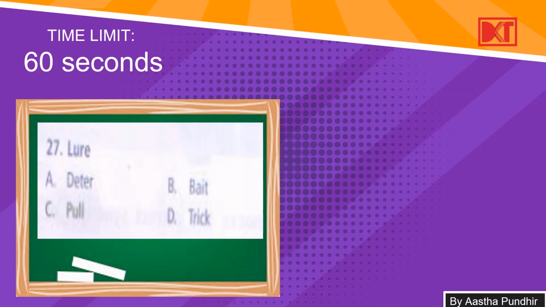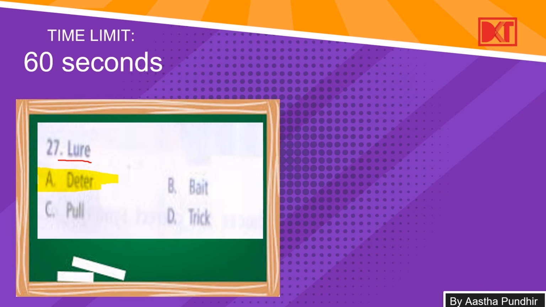Okay, so the next word is lure. Lure, the options are A. Deter, B. Bait, C. Pull, D. Trick. Here, the correct answer is A. Deter. Now, lure means pleasing someone, kind of bribing someone into bait, tricking somebody into something.